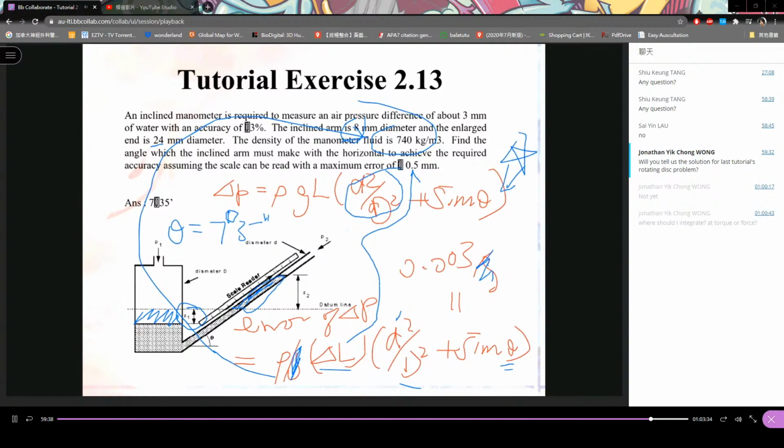Will you tell us the solution for the last tutorial, the rotating disc? Yes, actually all these solutions are ready. But I would like to give you some time, because some of you may not have finished. Within 2 weeks I will be giving you the solution, and all the solutions for this tutorial are also available. Jonathan, have you tried the rotating disc problem? Not yet. Okay, try it.